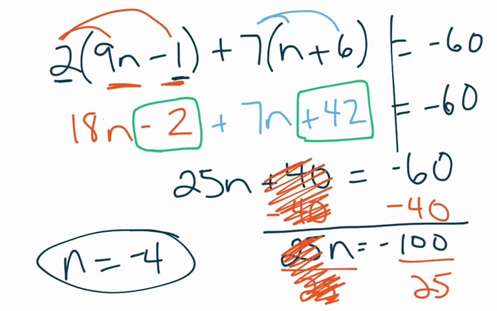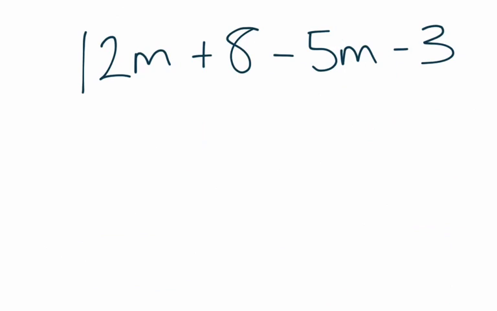I want to review something with you before we go any further, and that's combining like terms. Okay, so if you have something like this and you're combining like terms, you need to just be careful that you realize what you're allowed to add and what you're not allowed to add. I have an m here. 8 is just a number. This is an m, and this is a number. I can only put numbers together with numbers and m's together with m's.